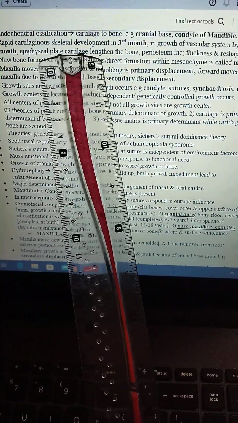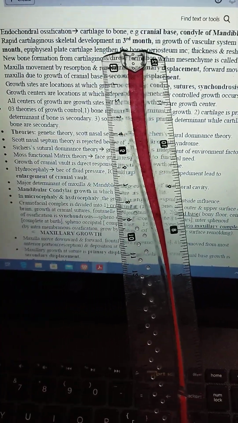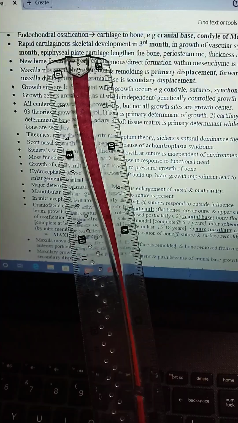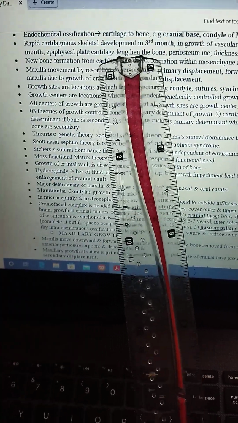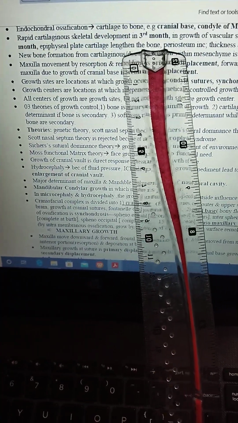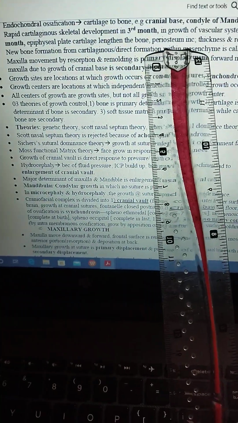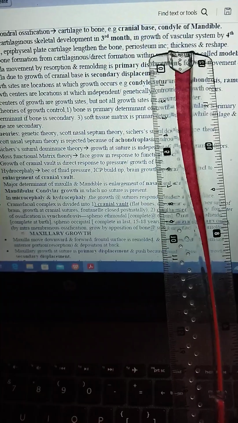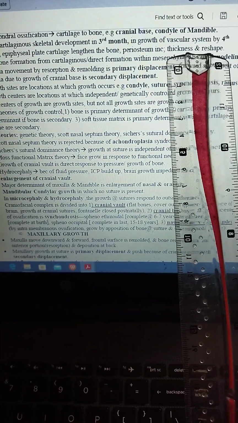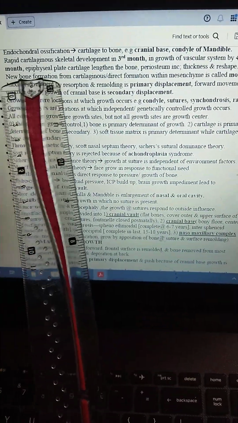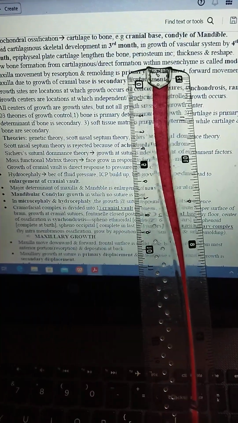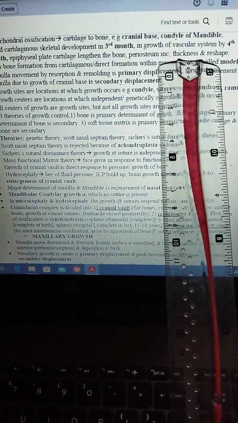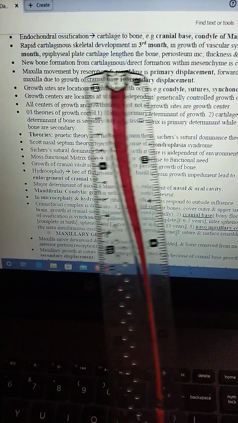Epiphyseal plate cartilage lengthens the bone. Okay, epiphyseal plate cartilage, what does it do? It lengthens the bone. And the periosteum increases, thickens and reshapes the bone. So the epiphyseal plate lengthens the bone, while the periosteum increases and thickens and reshapes the bone.